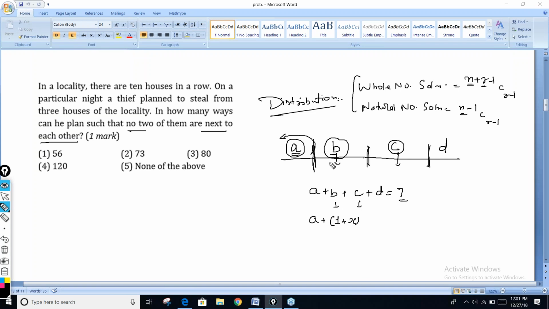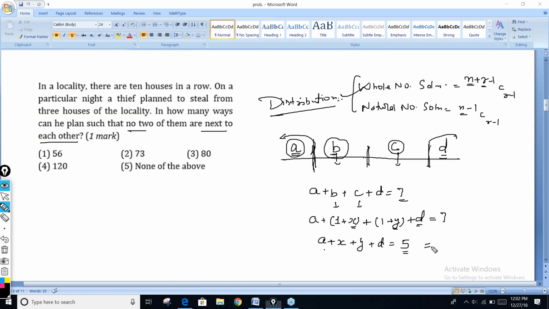There should be at least one house. 1 plus X houses. Similarly, I'll replace C with 1 plus Y. D and A can be 0 because that can be the last house, that can be the first house. Here, no house may be there. So A and D can be 0, but B and C cannot be 0. So now the question becomes A plus X plus Y plus D is 5. And now A can be 0, X can be 0, Y can be 0, and D can be 0. So we need to use the whole number solution.